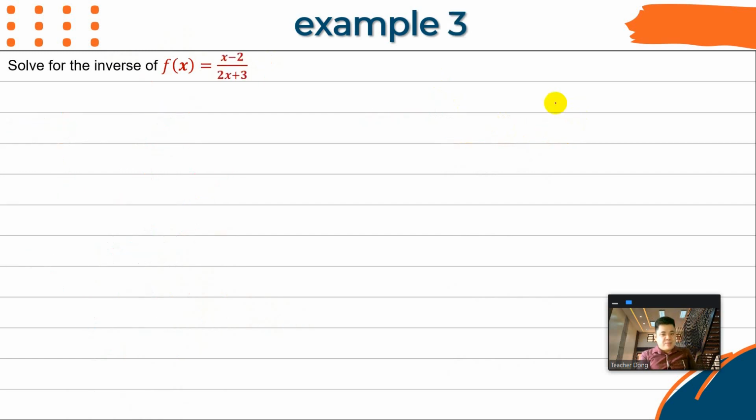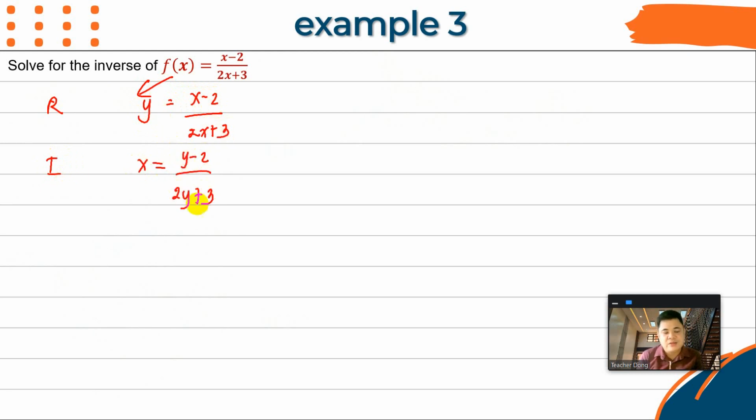Then let's have the last example before the problem. Solve for the inverse of f of x equals x minus 2 over 2x plus 3. It's a rational expression. So first, we have to replace. So f of x will become y equals x minus 2 over 2x plus 3. And then we will interchange. So change all x's here to y. So it's now x equals y minus 2 over 2y plus 3.